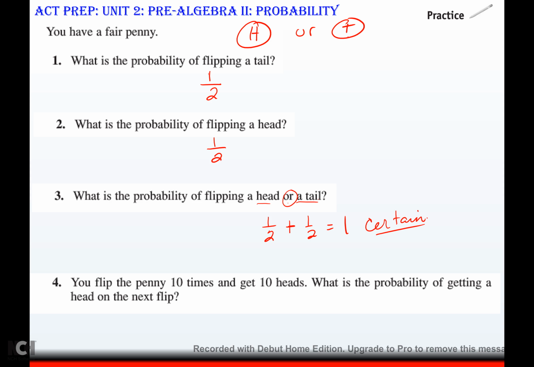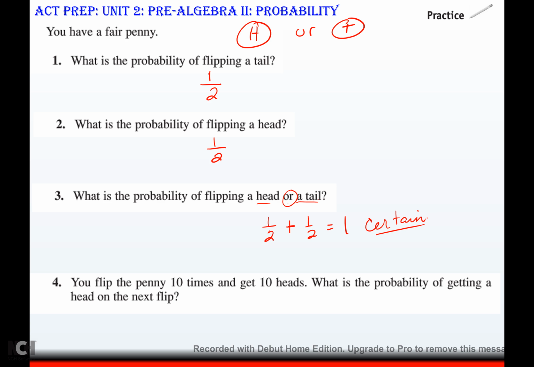4. You flip the penny 10 times and get 10 heads. What is the probability of getting a head on the next flip? A lot of people assume that, well, that penny for some reason keeps wanting to land on heads. So since it's landed on heads so much, it's going to land on heads again, or vice versa. Well, it can't land on heads again, it's landed on heads too many times. That coin doesn't know what happened the last 10 times. Whatever you did the first time will not affect what happens the second time. Each flip is completely independent of the last. Just because you flip heads once doesn't mean that increases the chances of getting heads again.